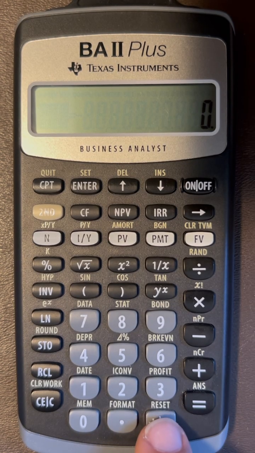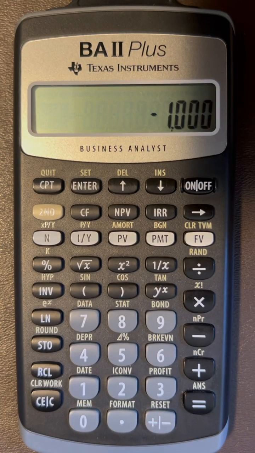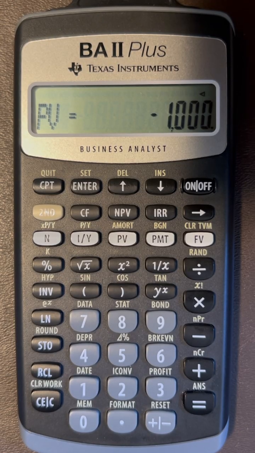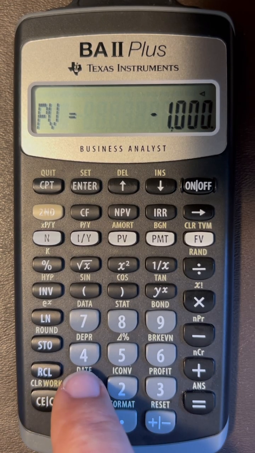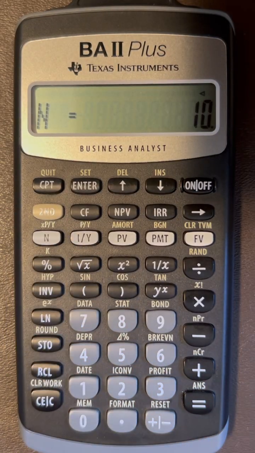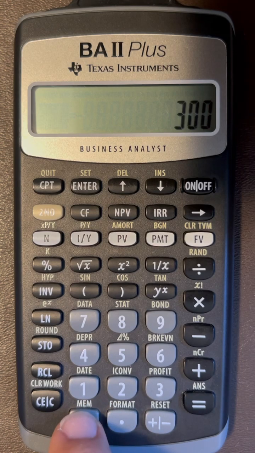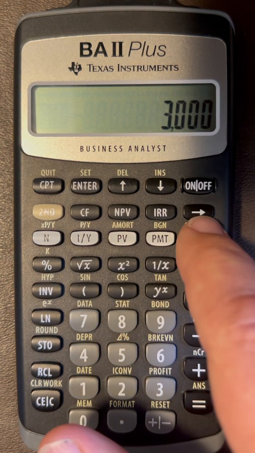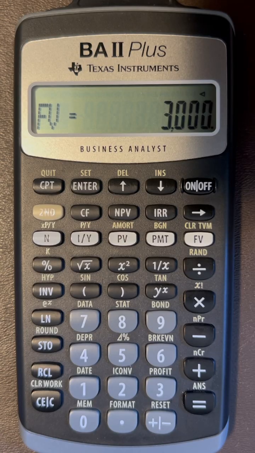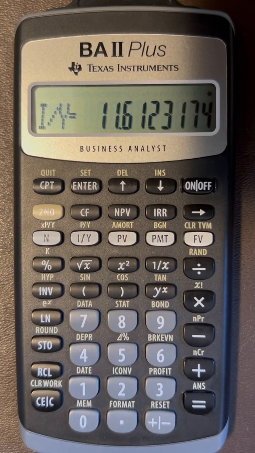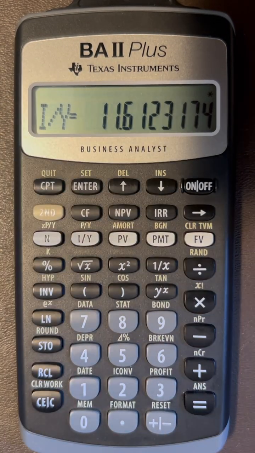So I'm going to put in what I know. I'm investing $1,000 today, so I'm going to put that as a negative $1,000. Money's coming out of my pocket, so I'm going to hit that as the present value. In 10 years' time, so 10 is my N, 10 N, I'm going to have $3,000. And this time I'm receiving $3,000, so I'm going to put that as a positive number, and that's the future value. And now I'm ready to solve for an interest rate. So I'm going to hit compute, I/Y, and the interest rate is 11.61%, consistent with what we solved for in class.